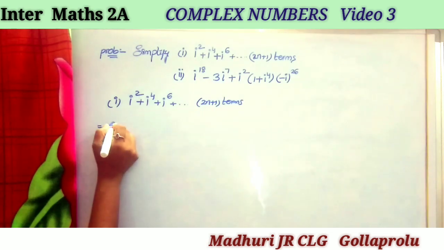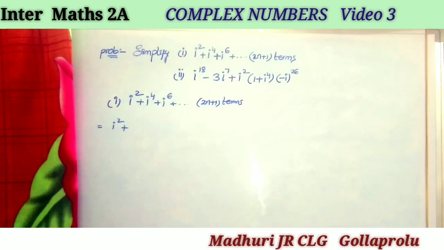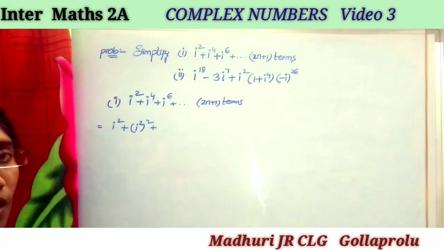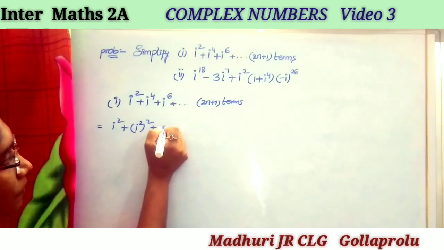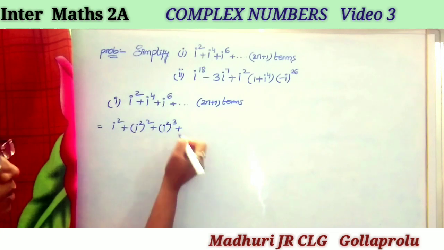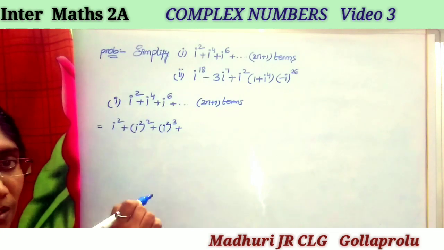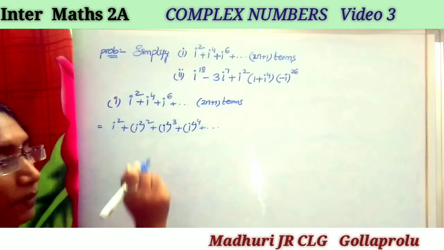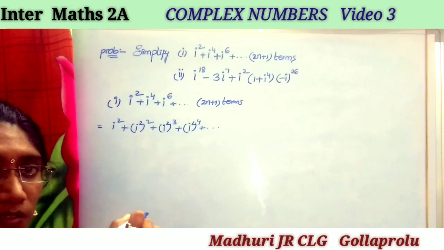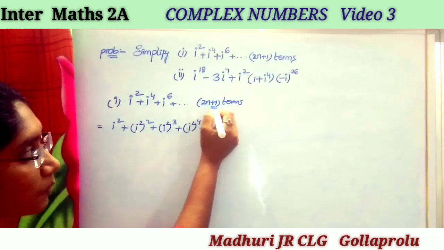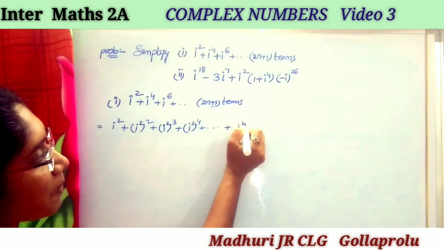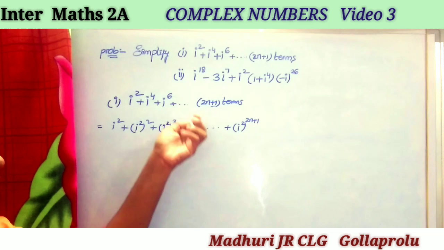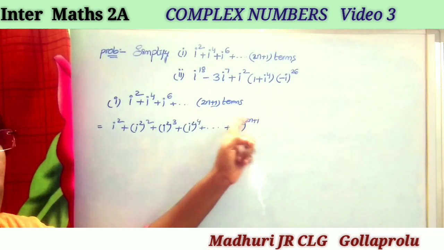Now I take that this value is equal to i square. The first value is i square, and the second value is i square whole square, that is i power 4. The third value is i square whole cube. The fourth value is i square whole power 4. The 10th value is i square whole power 10. The 2n plus 1th value is i square power 2n plus 1.